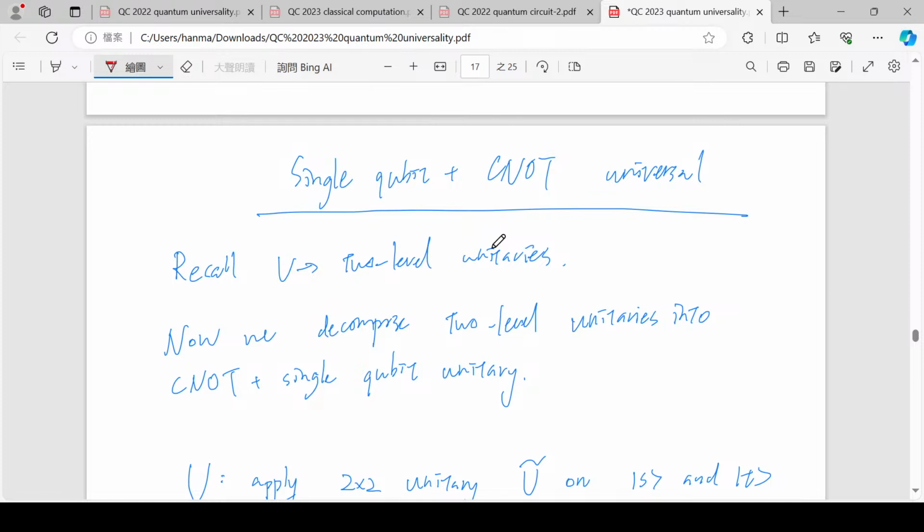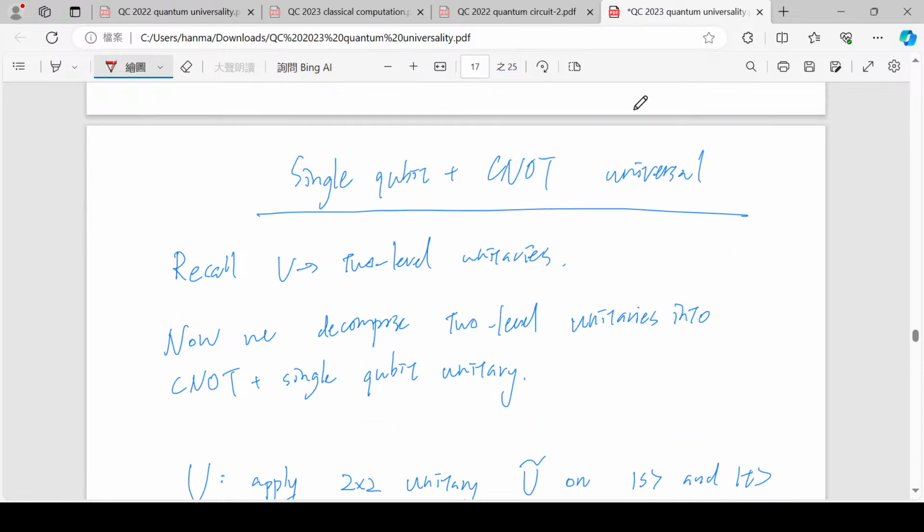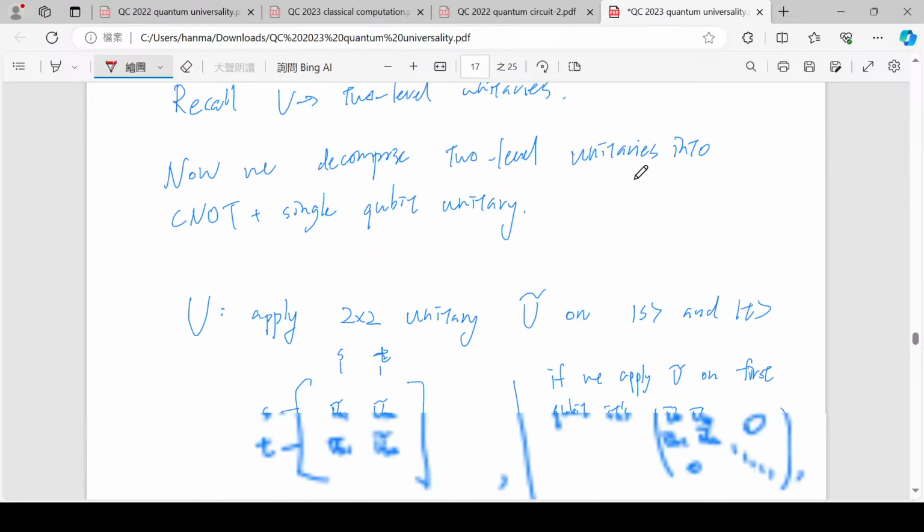So that's the first step. Then the second step is we want to show that single qubit unitaries plus CNOT are universal. We already said that 2-level unitaries are universal. Now we want to decompose an arbitrary 2-level unitary into single qubit gates and CNOT.